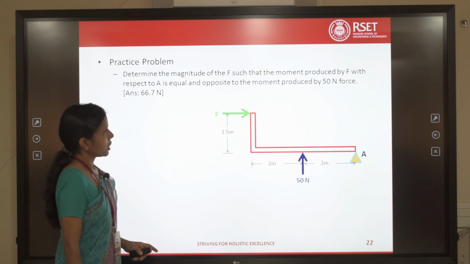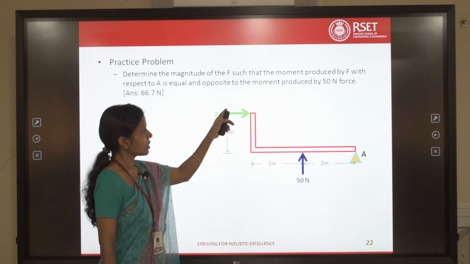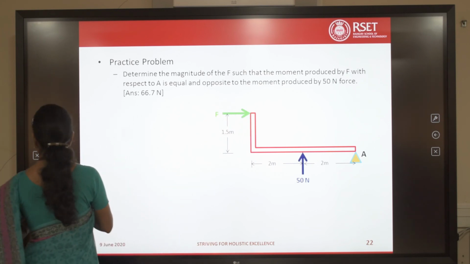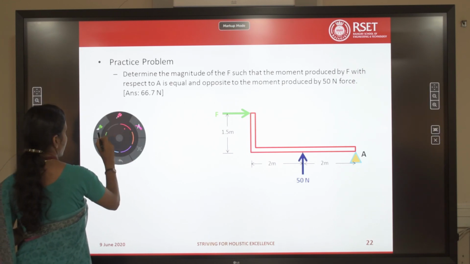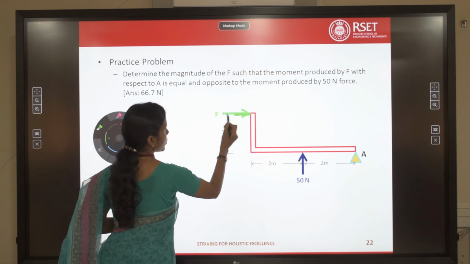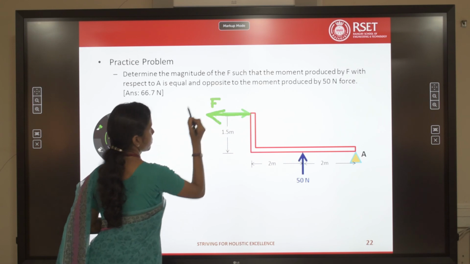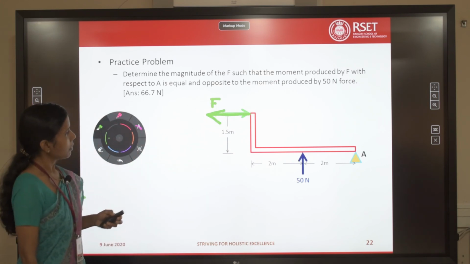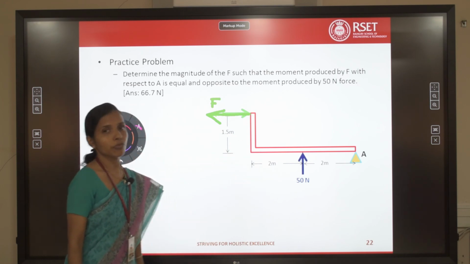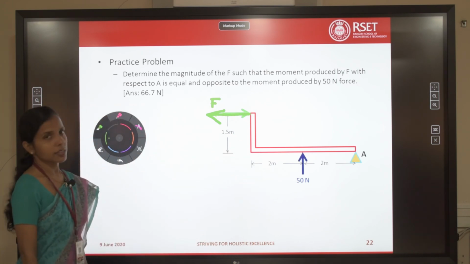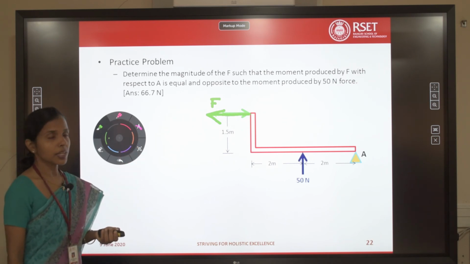Okay. In the problem, instead of the arrow in this direction, just take the arrow in the other direction. That means, take this force in this direction. Okay. Let this be your force. So, what is the magnitude of force required to produce the same effect as this 50 Newton force about the point A is the question. Okay, and you are supposed to get a force of 66.7 kilonewtons.